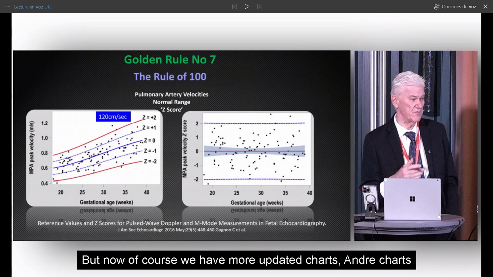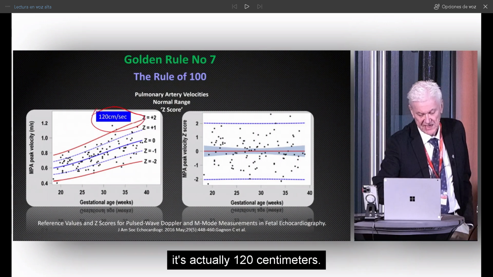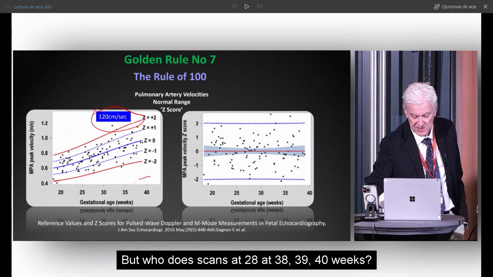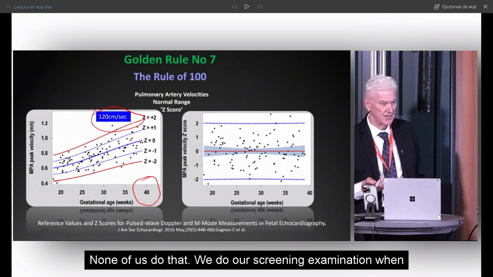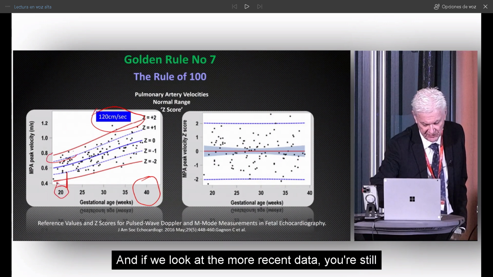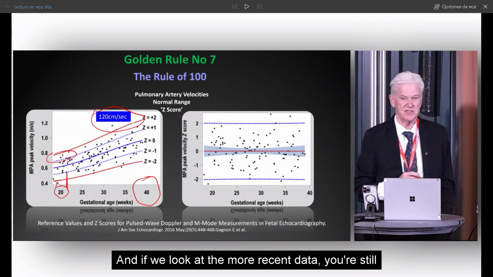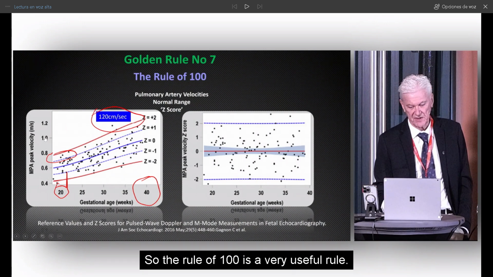But now, of course, we have more updated charts since Rizzo's chart. And if you look at the upper limit of normal, it's actually 120 centimeters. But who does scans at 38, 39, 40 weeks? None of us do that. We do our screening examination around 20 weeks of gestation. And if we look at the more recent data, you're still around 80 centimeters. So the rule of 100 is a very useful rule.